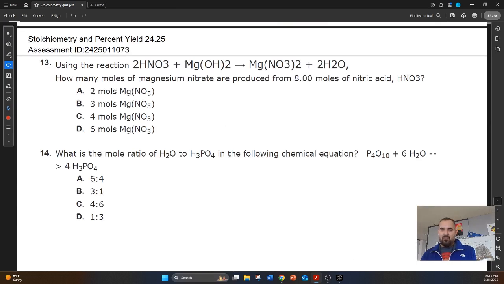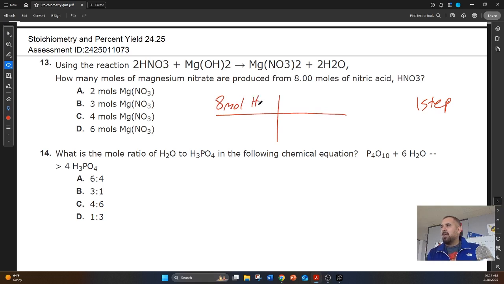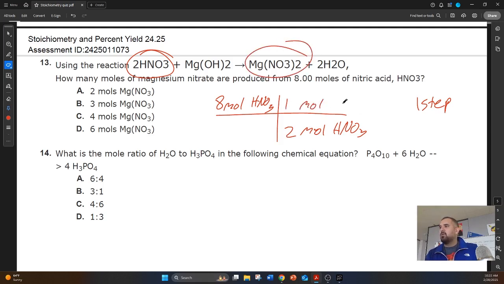All right, so these last two, I'm gonna keep them open. Let's take a look at these last two. How many moles of magnesium nitrate are produced from 8 moles of nitric acid? So this is a 1-step. We're going from mole to mole. So 8 moles of nitric acid, that's going to be HNO3. Down here, we're going to have moles of HNO3. And then our ratio is for every 2 of these, we produce 1 mole of magnesium nitrate. So 1 mole of MgNO3. So it's just going to be 8 divided by 2, which gave us 4.